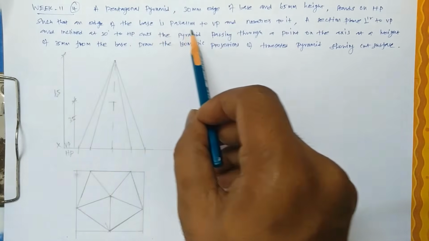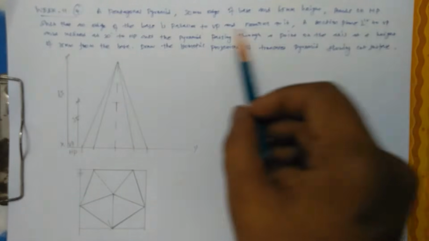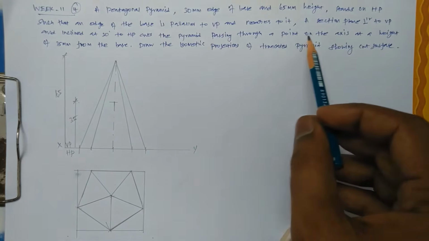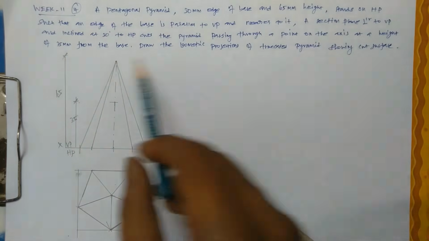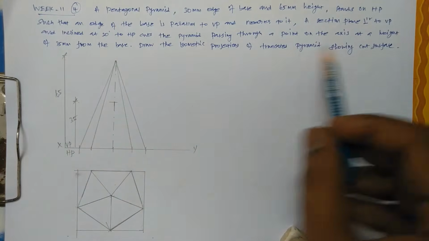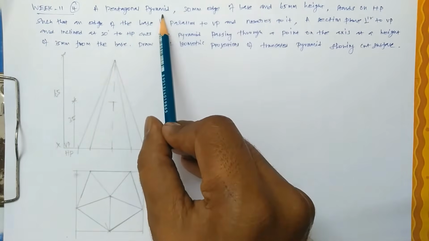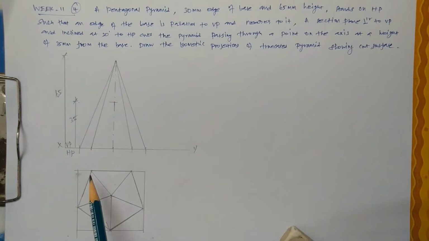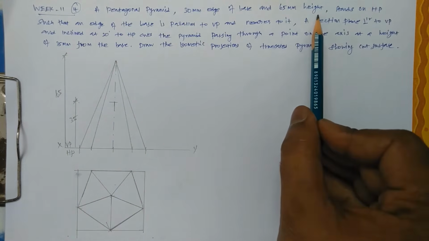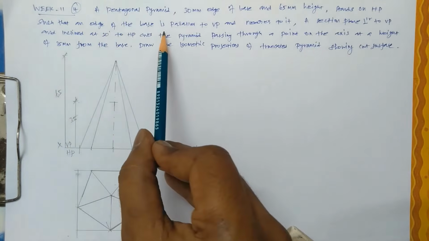an edge of base is parallel to VP and axis, and a sectional plane perpendicular to VP and inclined at 30 degree to HP cuts the pyramid passing through a point on axis at height 35 mm from above base. Draw the isometric projection of truncated pyramid showing the cut surface, in this top view as well as the isometric projection truncated view.